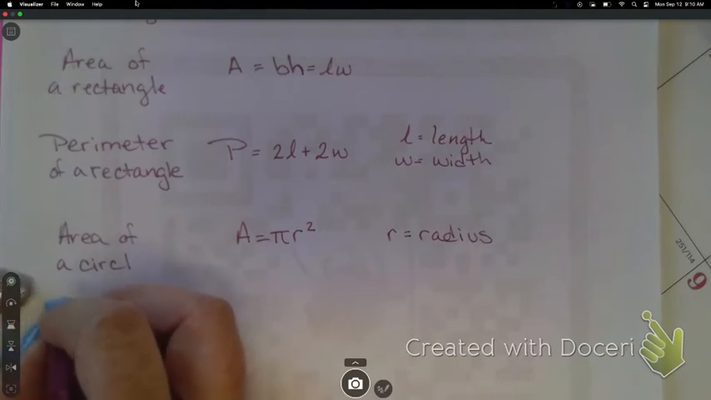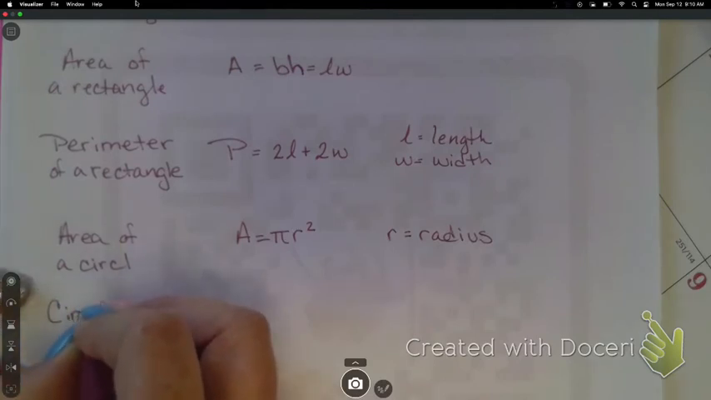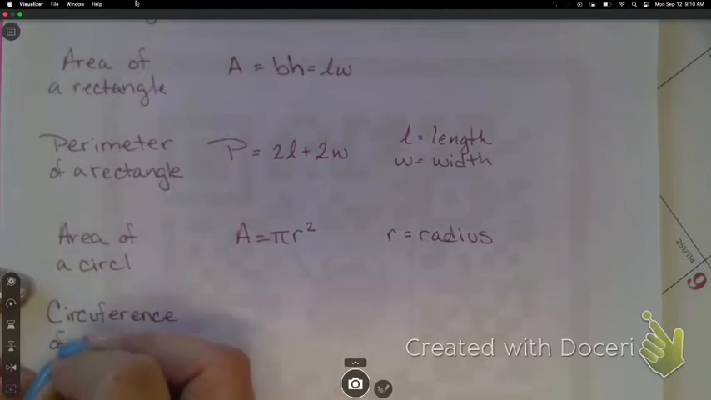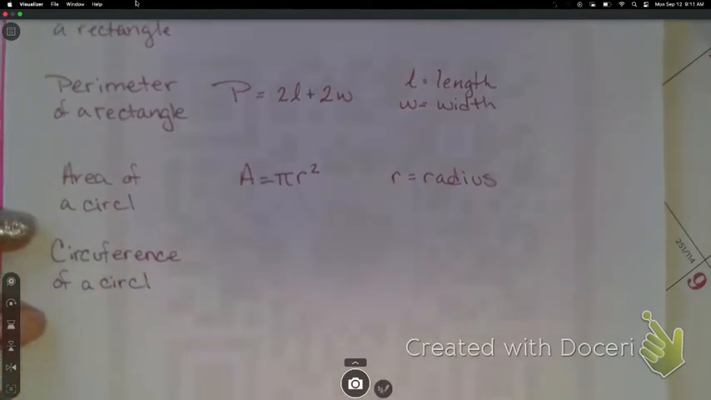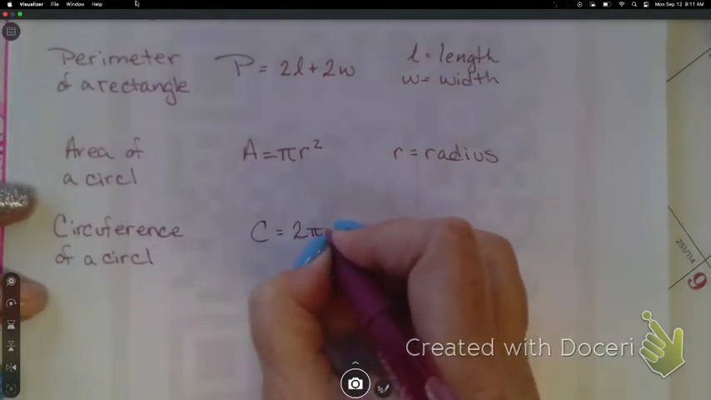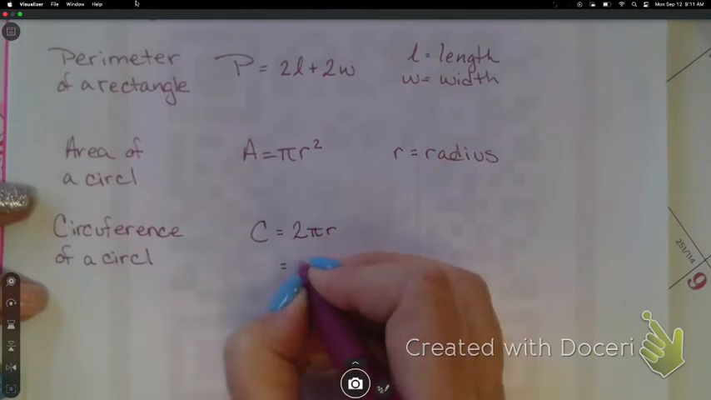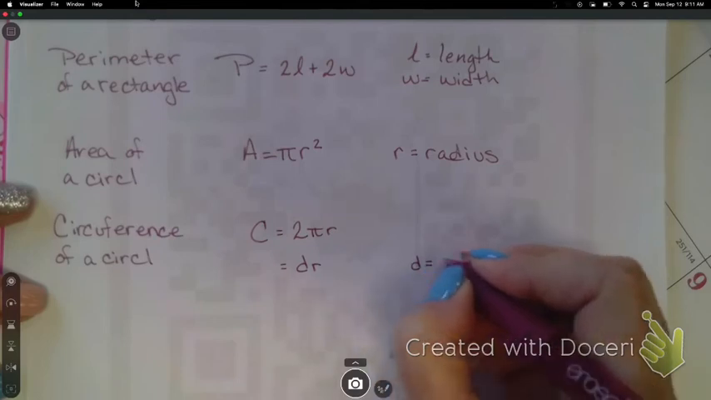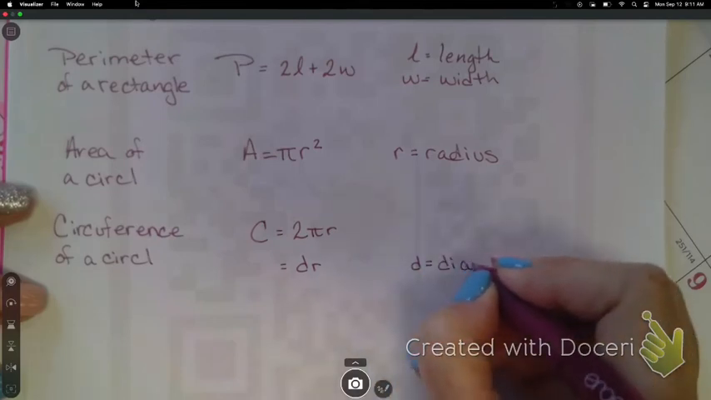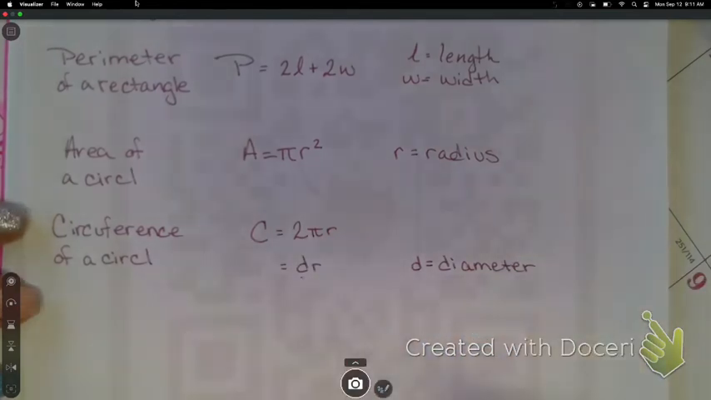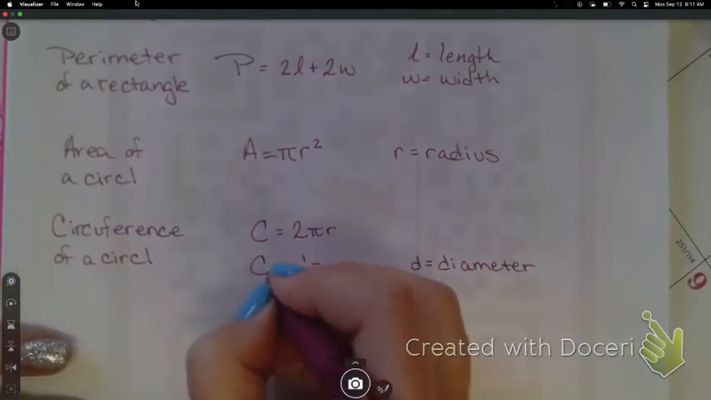Okay, circumference of a circle. The diameter. Well, kinda. Is 2 pi r, or d times pi, and d would be diameter. Because 2 radius equals diameter, correct? So either one of those.